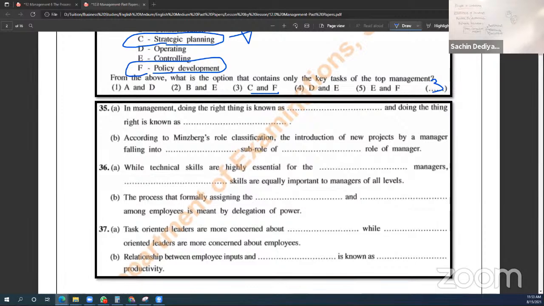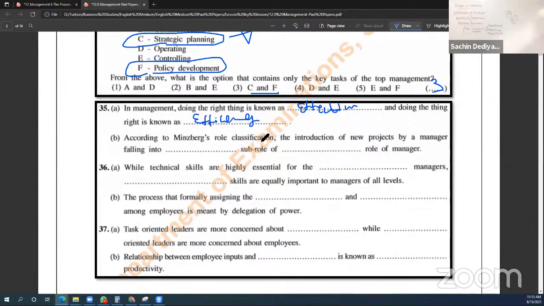In management, doing the right thing, doing the right thing and doing things right. Doing the right thing is the effectiveness, and doing things right is always efficiency. It's about reducing the cost, efficiency, right?